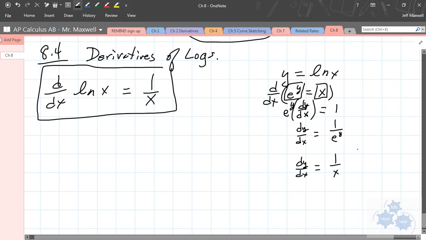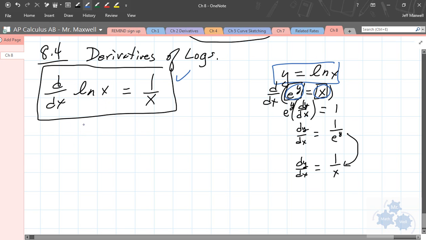So are you asking how I got from here to here? From the original question, when I rearranged this into this, you end up with 1 over e to the y. What is e to the y in this question? It actually equals x, so you could rewrite it as 1 over x. Okay, so that's pretty nice. Just like e to the x, its derivative is itself. Ln of x has a pretty simple derivative too, just 1 over x.